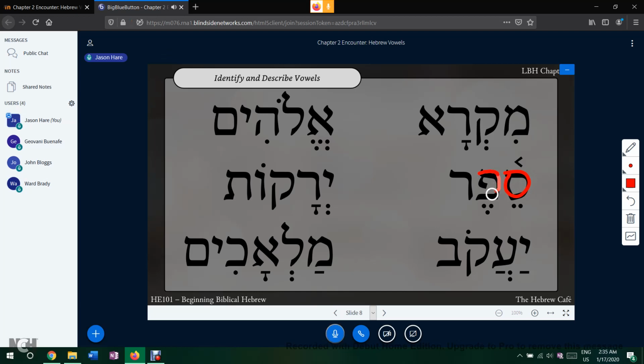Tell us the letters and then the vowels that are on them. Could be samak, per, resh, saper. Yeah. What's this vowel? Is it long or short? Do you know?